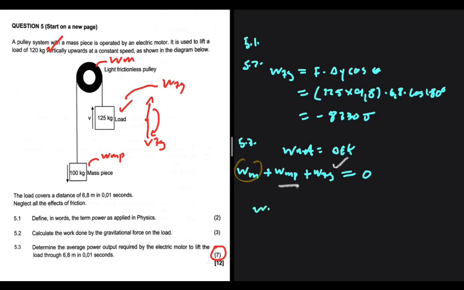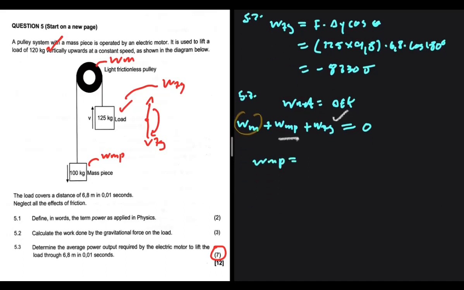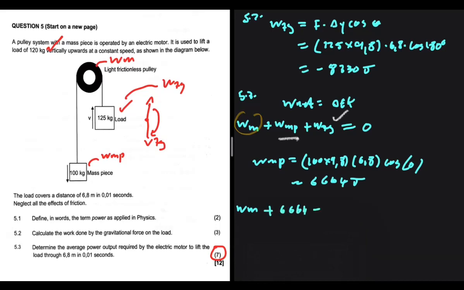Let's find the work done by the mesh piece separately. The work done by the mesh piece will be equal to F, which is gravitational, 100 multiplied by 9.8, the distance covered, 6.8, and the cos of 0. We've already determined that the mesh piece is doing positive work. We're going to get 6,664 joules. Now, if we substitute back in our equation, the work done by the motor plus 6,664 minus 8,330 is equal to 0. So the work done by the motor is equal to 8,330 minus 6,664. You're going to get 1,666 joules. This is the work done by the motor.